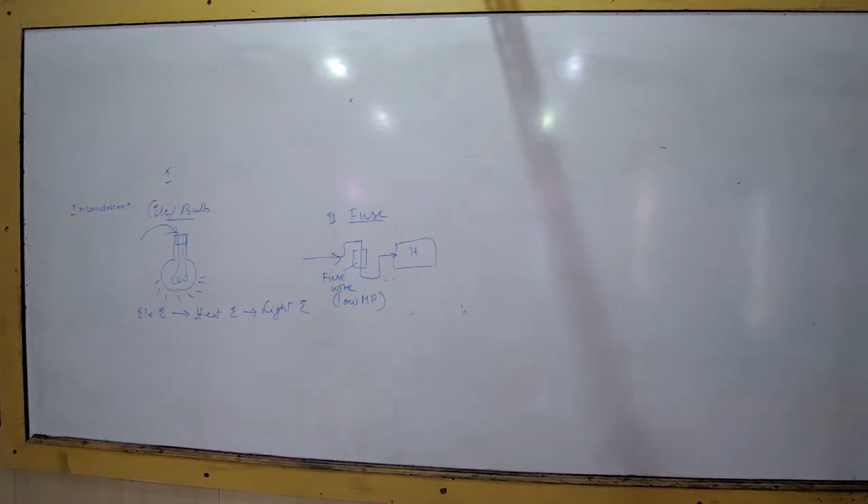Next bullet point. Talk about material. Which material? Tungsten, high melting point. Right now, just words. That means these words should be there in your answer. Tungsten, high melting point. What is the melting point? 3380 degrees Celsius.